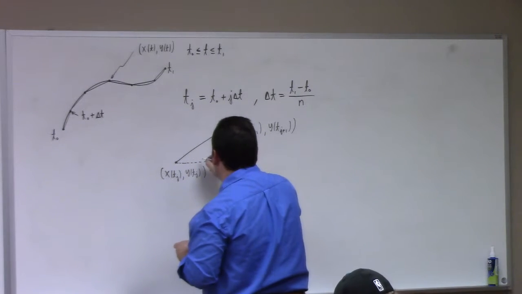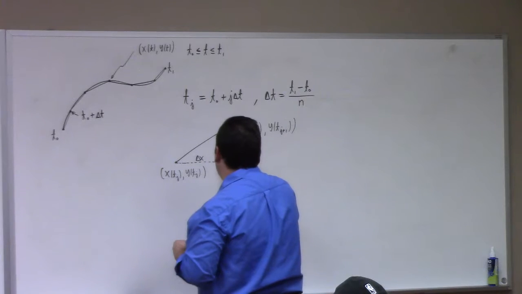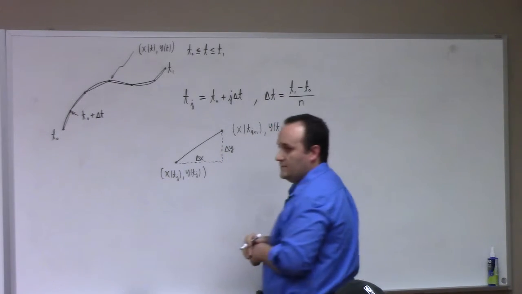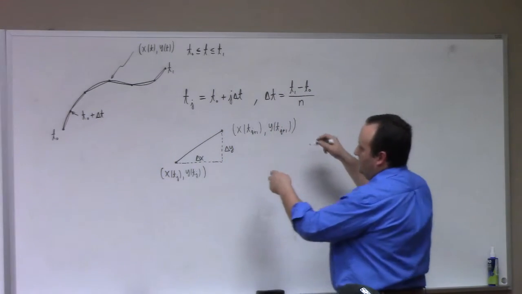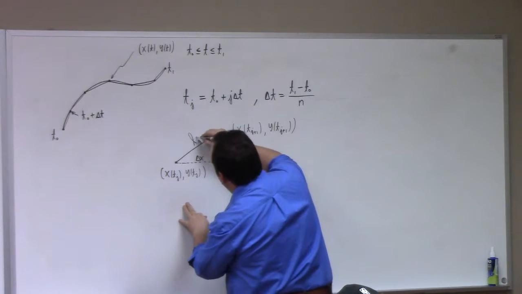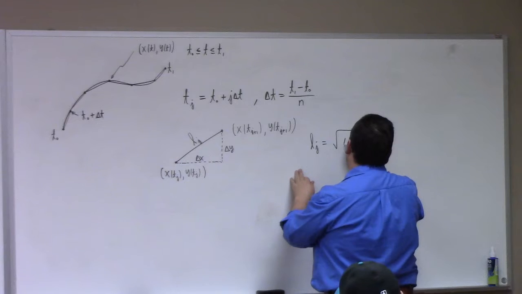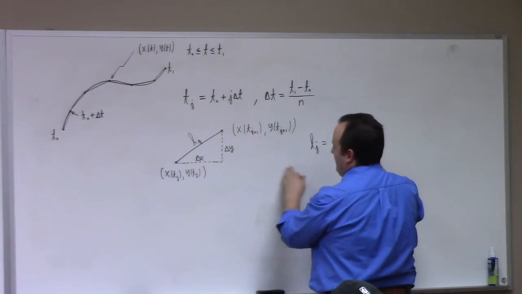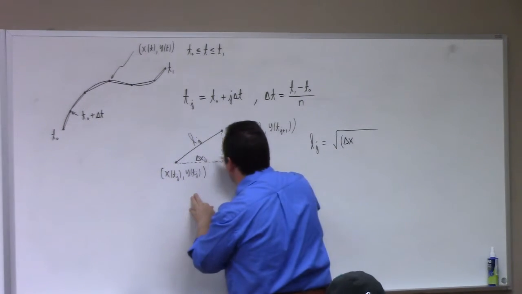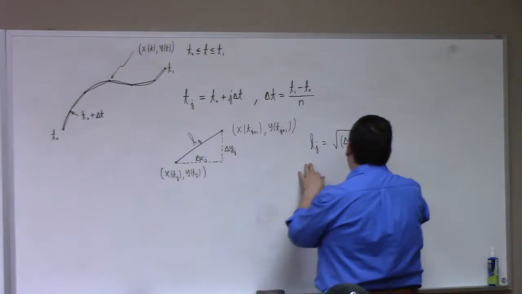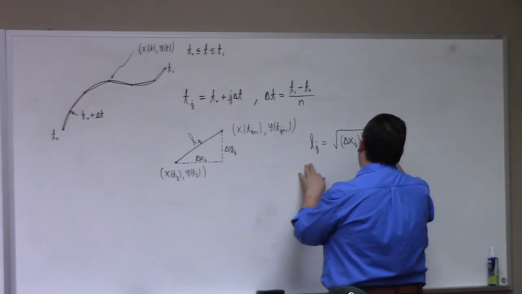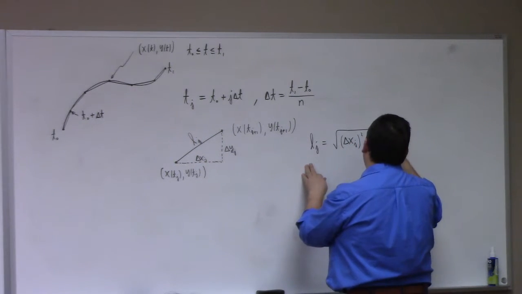You just need to look at the delta x and the delta y. So the length, if I call this length L sub j, should just be equal to the square root of delta x sub j squared plus delta y sub j squared, right? This is the Pythagorean theorem.